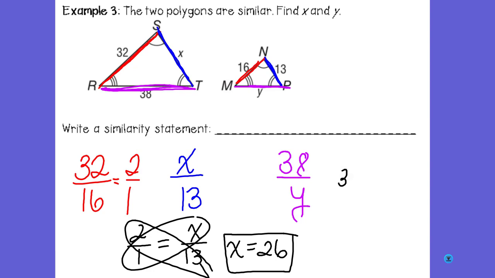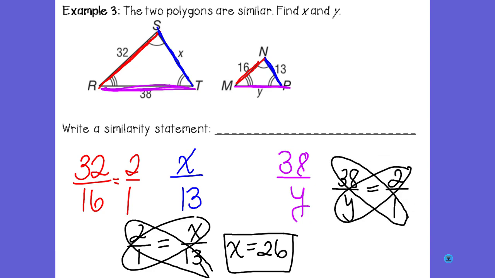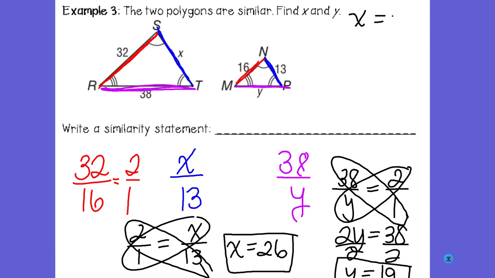All three of these ratios should be equal, so I can also set 38/y equal to 2/1. So I can cross multiply here. 2 times y is 2y. 1 times 38 is 38. And then I divide by 2. And y is 38 divided by 2, which is 19. So x is 26, y is 19.